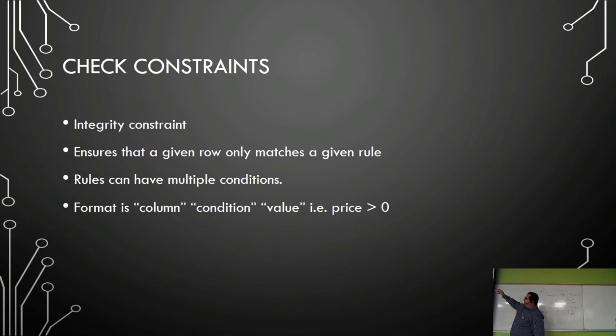Check constraints. They're integrity rules. They ensure that any given piece of information being put in follows a given rule. You can have multiple conditions. Usually the format is column, condition, value. I don't know if you guys have learned if statements. This was a slide that was really useful after students learn about conditionals in Java. So I'll probably be revisiting this later so it makes more sense. But essentially, you can say that a price cannot be equal to zero. You're not allowed to sell something for free. So when somebody puts in a price for something in the database, it always has to be more than $0. That kind of stuff.